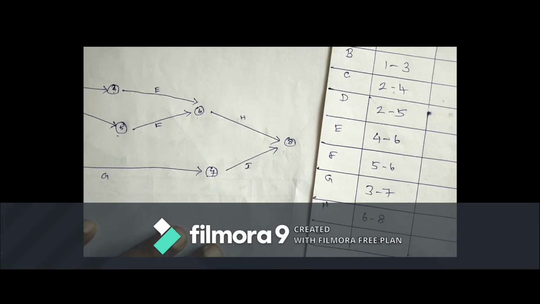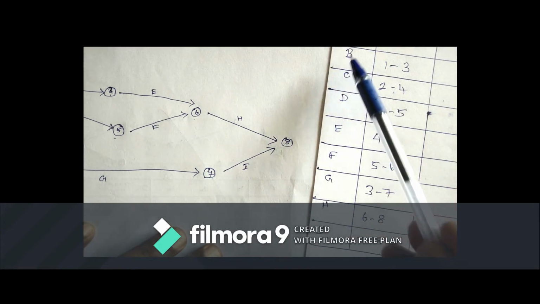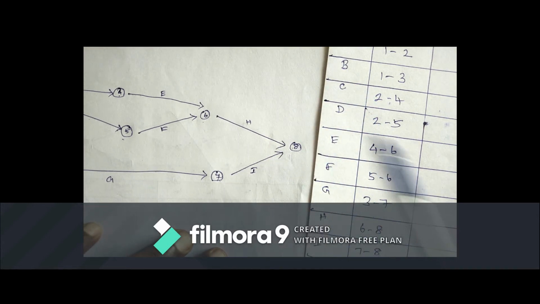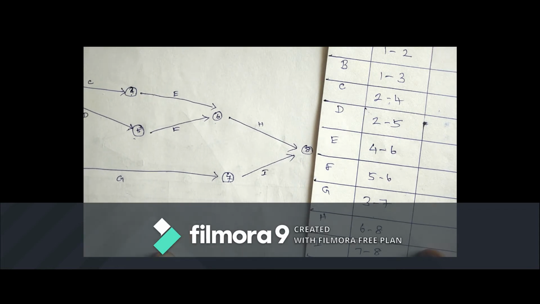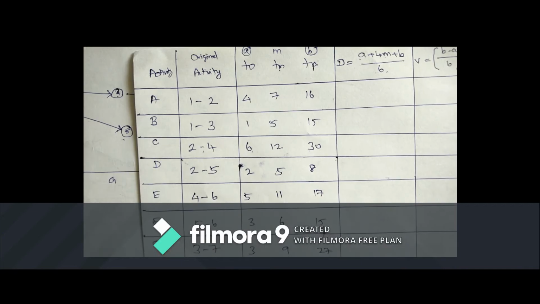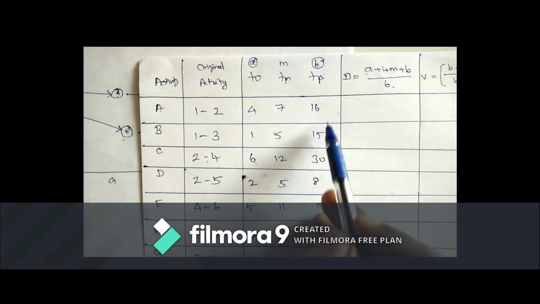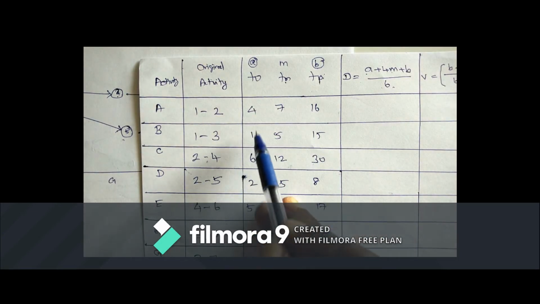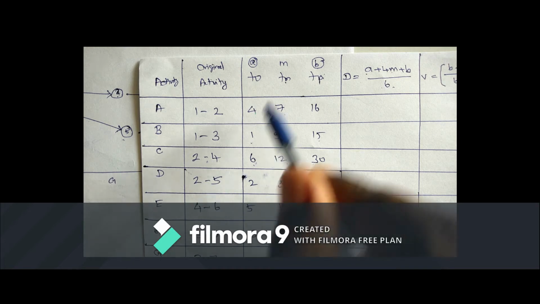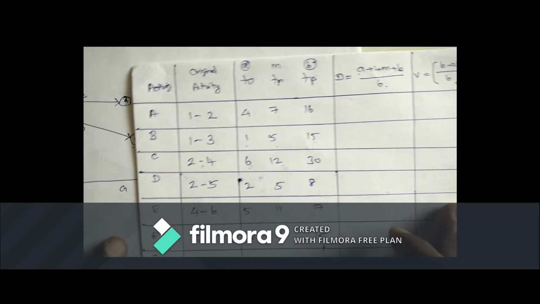So the nodes are 1, 2, 3, 4, 5, 6, 7, 8. Okay. So we formulate all the activities. Clear? So now these are the values given in the question paper: 4, 7, 16, 5, 1, 5, 15, 6, 12, 30. These are the values given in your question paper.